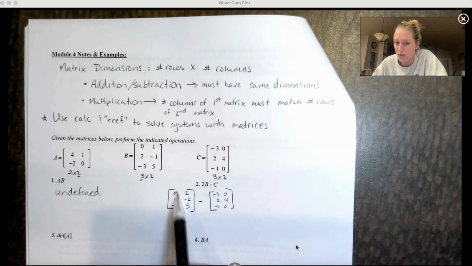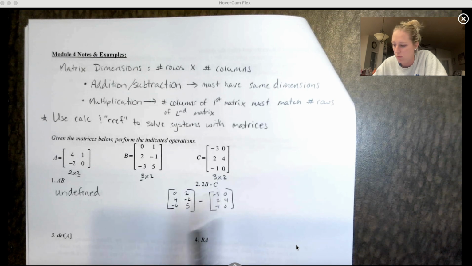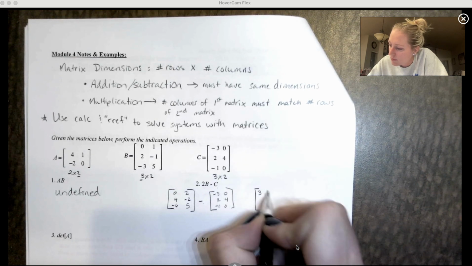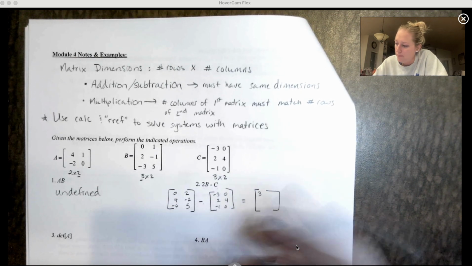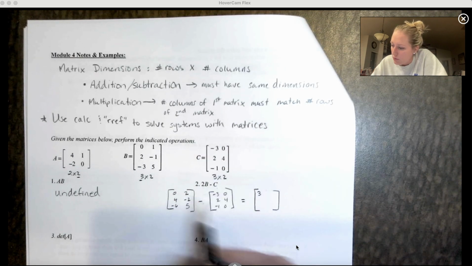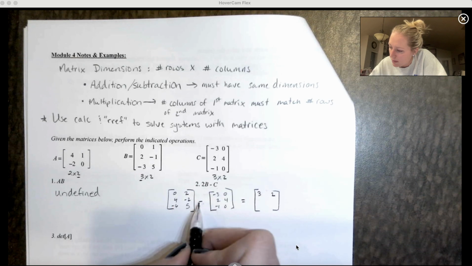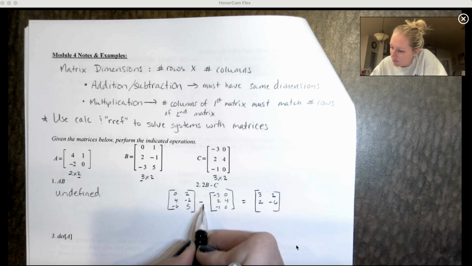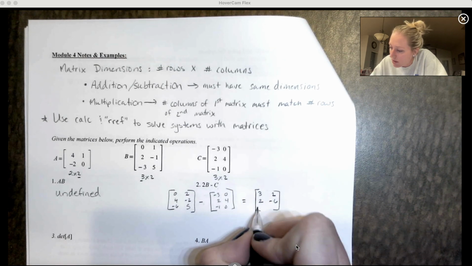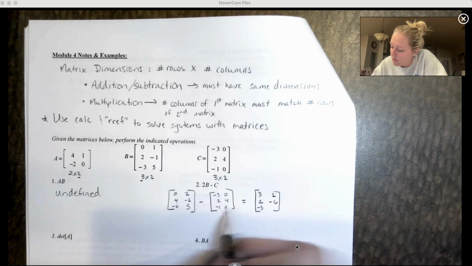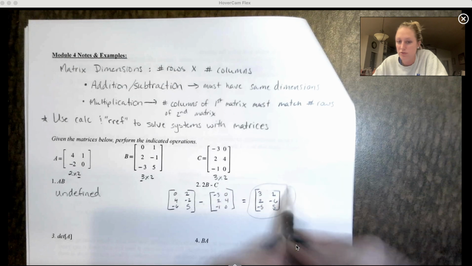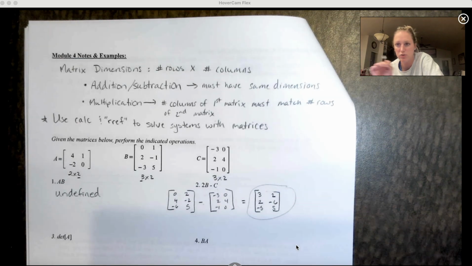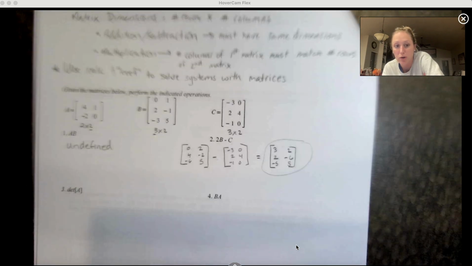So I'm doing row 1, column 1 minus row 1, column 1. So I have 0 minus -3 is 3. 2 minus 0 is 2. 4 minus 2 is 2. -2 minus 4 is -6. -6 minus -1 is really -6 plus 1, which is -5. 5 minus 0 is 5. So this would be my solution. We multiplied B by 2 by multiplying every entry by 2, and then we subtracted by doing the corresponding entries.